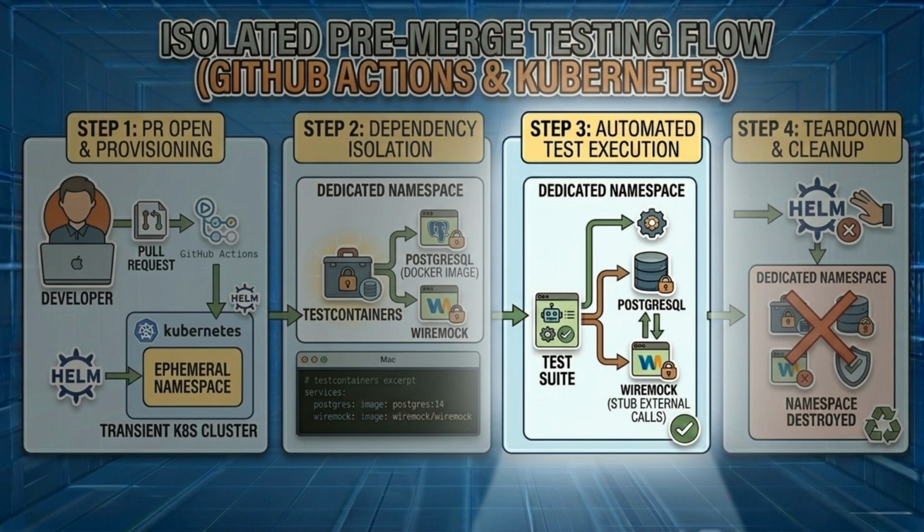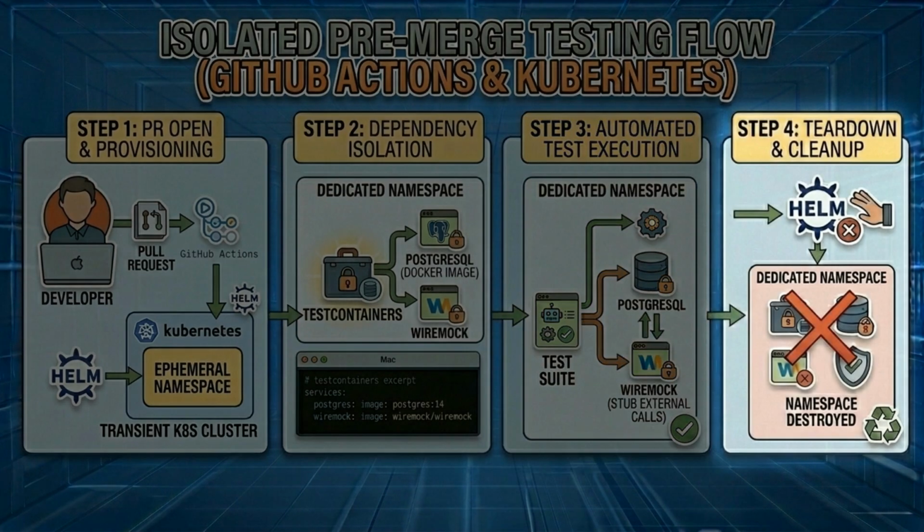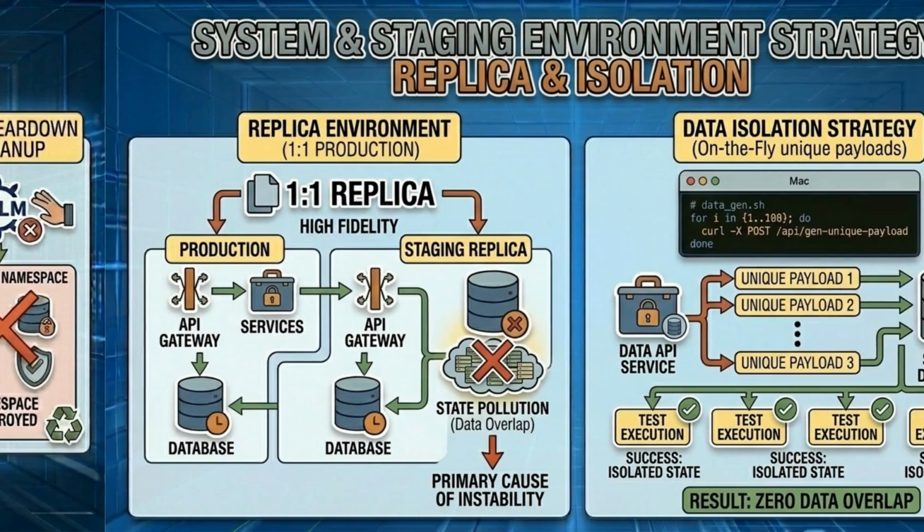Step 3. Execution. Your automated test suite executes strictly against the isolated endpoints of this temporary namespace. Step 4. Teardown. Regardless of whether the test suite passes or fails, the final step utilizes Helm to completely destroy the namespace, freeing up compute resources and leaving zero state behind.